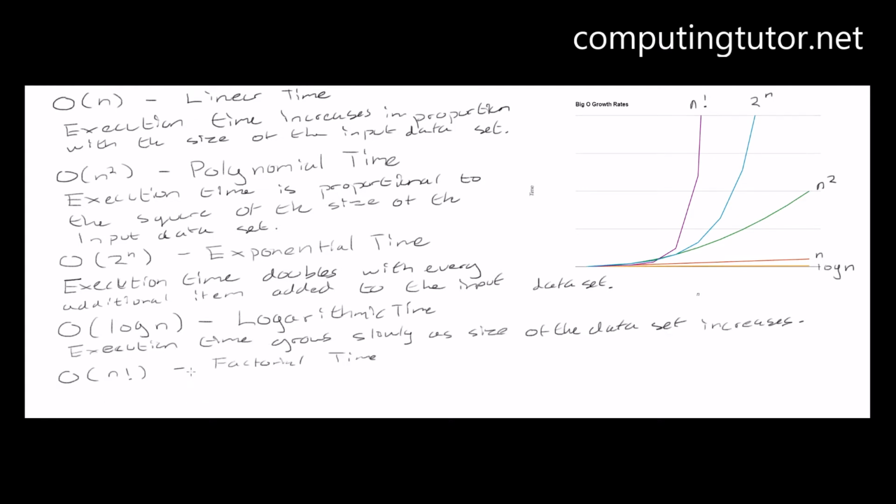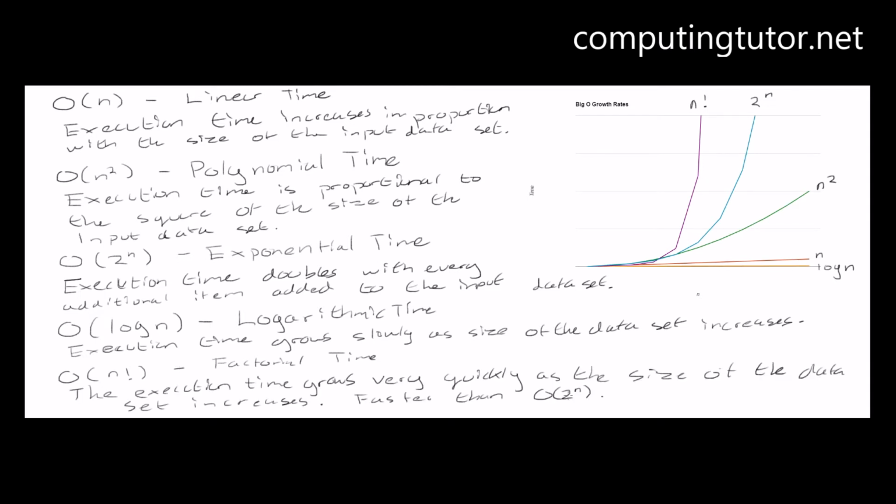And the last one we've got here is factorial time. And with factorial time, the execution time grows very quickly with increases in the size of the dataset, and it's faster than exponential time. Okay, so that's all the different time complexities that you need to know for A level.